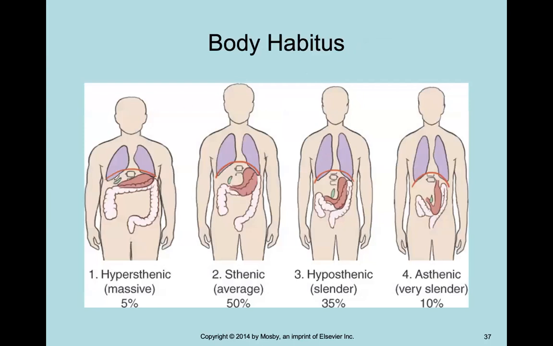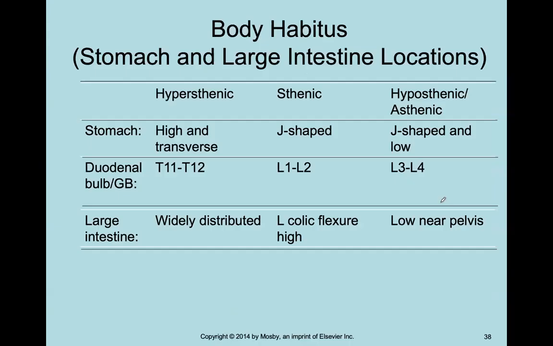Now, depending on the patient's body habitus, the duodenal bulb and the gallbladder will be located at different vertebral levels, which is very important to know. The registry will ask you this as well. Okay, so on a hypersthenic patient, remember it's going to be the highest, T11, T12 for hypersthenic patients.